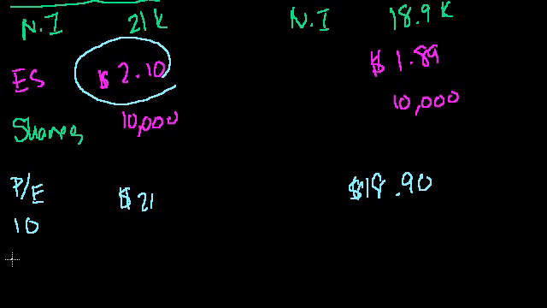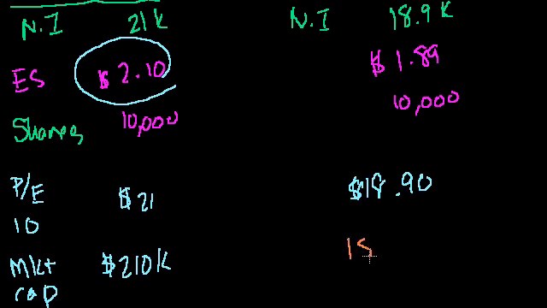So in this guy's case, market cap, $21 times 10,000 shares means that you are saying that the equity in this company is worth $210,000. In this case, you're saying that the equity in this company is worth $189,000. Right? So this one's worth a little bit more because it's earning a little bit more money. I don't want to complicate it, but you might be willing to pay a higher multiple here. So something very interesting is happening.